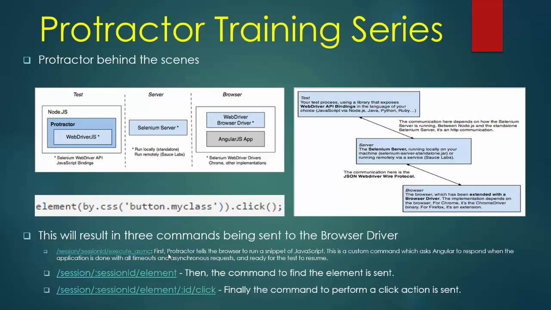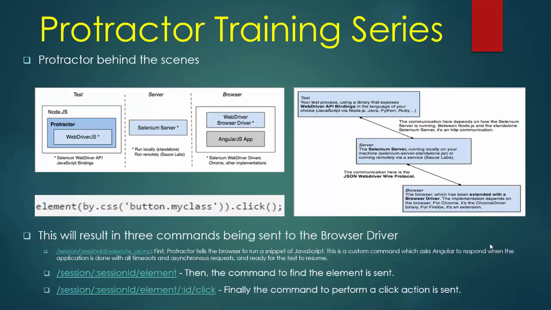So this is the first thing that will ask the AngularJS application, are you having any other commands in your queue? When it says, I'm done with all the timeouts and all the asynchronous requests, then the second thing Protractor will do is send this command, that is, find this element by this CSS id. This is the second command that will be sent, and once the element is found, the third command that will be sent is the operation. Here the operation is click.